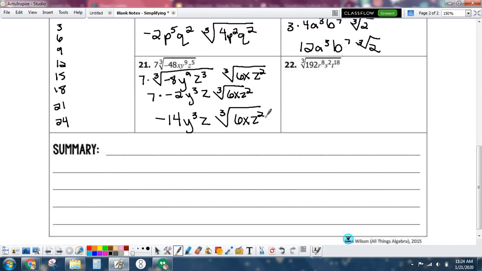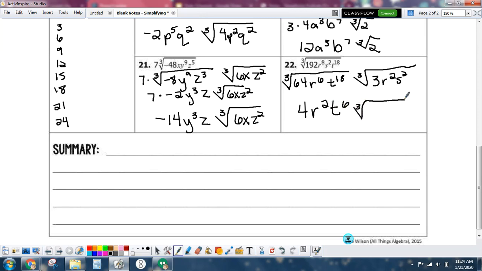So for 22, we're going to go ahead and do the same thing. I know that 64 will go into this, and I can check that by using my calculator. And I know that 64 times 3 will get me to 192. 8 is not divisible by 3, but 6 is. So bring the 2 extra over here. 2, I can't get that to work. And 18 is divisible, so I'm going to keep that over here. And go ahead and simplify. And I get 4r squared t to the 6th cube roots of 3r squared s squared.